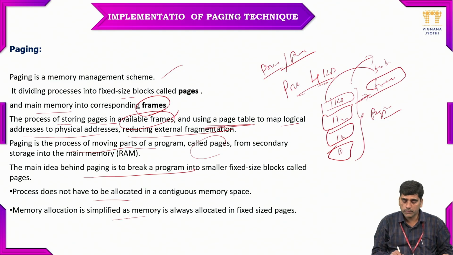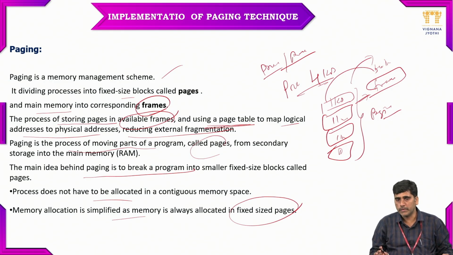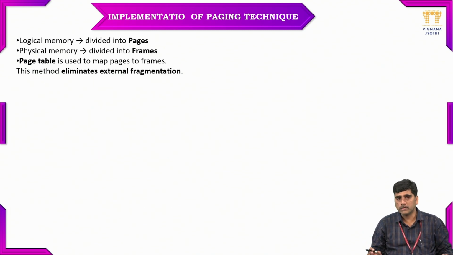Memory allocation is simplified, as memory is always allocated in fixed sized pages. So memory is always available for the fixed sized pages. Based on how many blocks are available, how many pages are available, how much the page size is, and how much the block size is, the pages are loaded into the frames.